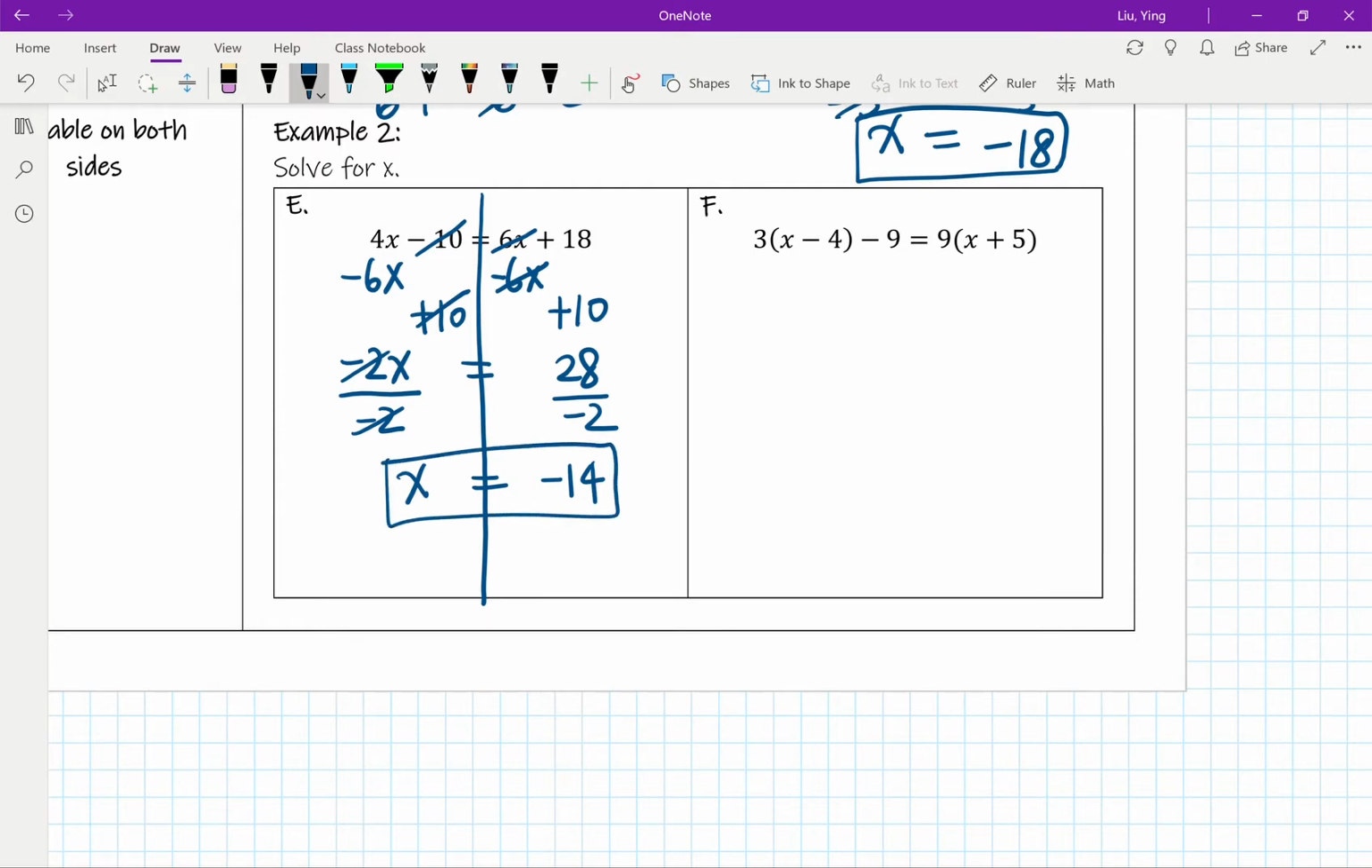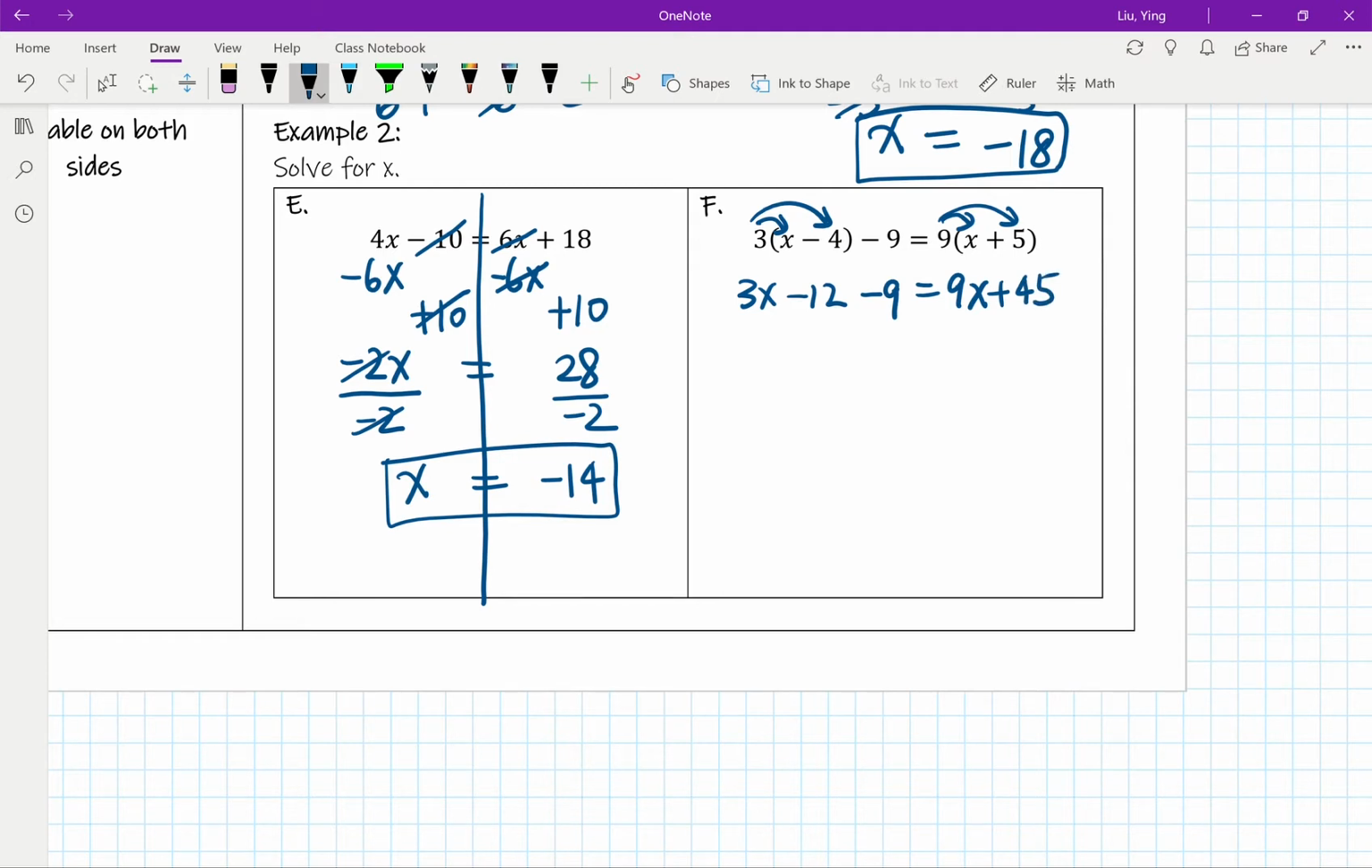Part F has parentheses, so we will need to distribute first. So we will do 3 times x, which will give us 3x. And then we do 3 times negative 4, which will give us negative 12. And then we'll copy down the negative 9. And on the right-hand side, same thing. 9 times x will give us 9x. 9 times positive 5 will give us positive 45.